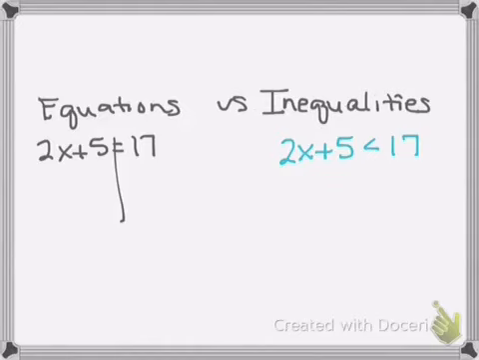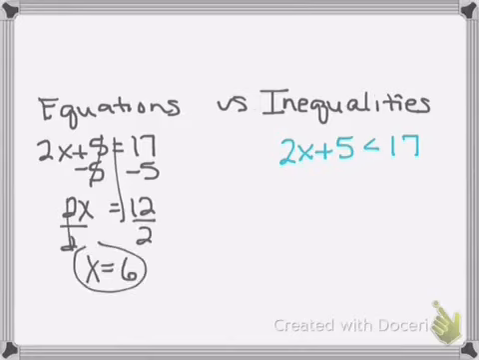So I've drawn my wall. I need to remove the 5 because it's what's furthest from my variable. So the opposite is subtraction. Subtract 5 from both sides of the equation and you'll have 2x equals 12. To rid the x of the 2 that's being multiplied, I need to divide by 2 on both sides. And if I do that, I'll have x equals 6.